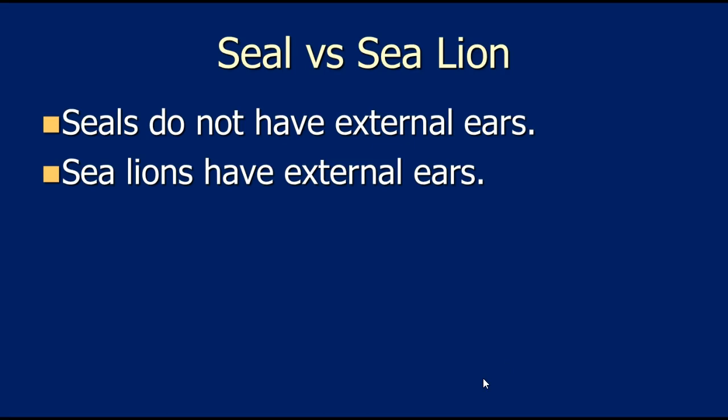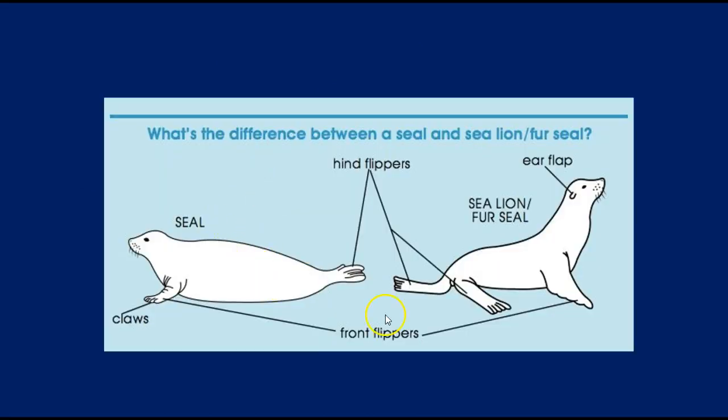And so how would you tell a difference between a seal and a sea lion? Well, pretty easy. Seals don't have external ears, and sea lions do. The other thing are their flippers. On a sea lion, their flippers are kind of extended out to the side. On a seal, they just kind of dangle right off the back. But the ears are the easiest way to tell.